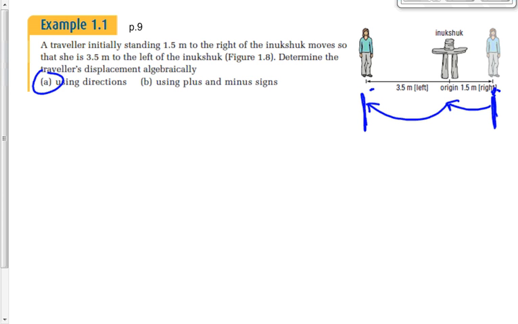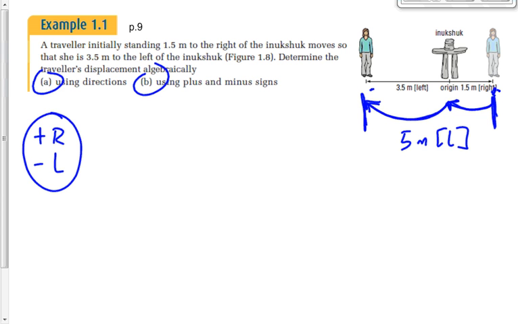That make sense? We got that by saying, look, 1.5 meters to the left, 3.5 meters to the left gives me 5 meters to the left. That's her displacement. Now, let's do it using plus and minus signs. Let's define right as positive and left as negative. My displacement will be my final position minus my initial position, right?